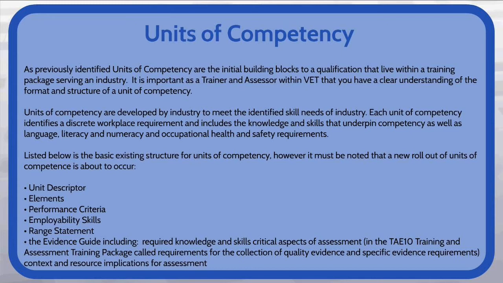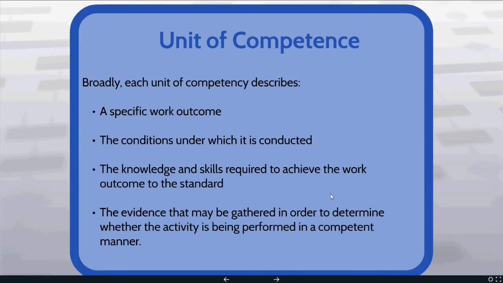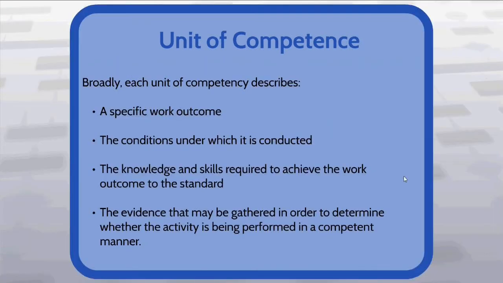So it has a unit descriptor, which sort of tells you what the unit's about. It has these things called the elements and performance criteria, which are the skills and attitudes required that the student will have to be able to do to demonstrate that they are competent and that they can do that part of the job or that subject, so to speak. And then you've got your employability skills, which is now your foundation skills. And then you've got your range statement, which sort of tells you where they need to be able to do and demonstrate whatever you've taught them.